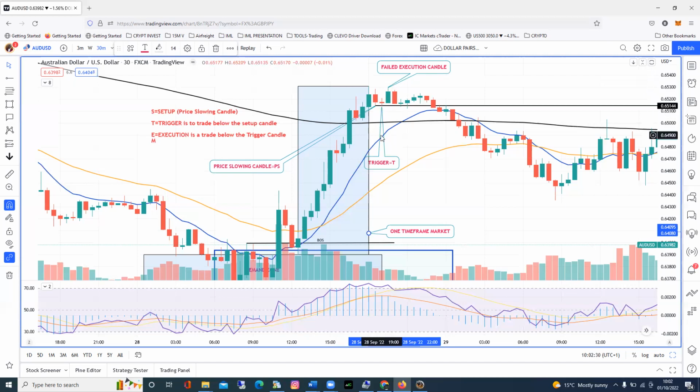All right, so I've explained quite a lot of concepts over there. And if you want me to repeat it, I can repeat it, because I want you to take something on. I want you to actually get something that can be useful to you. So we are coming from a one time frame market all the way up here, and then we reach a particular candle, which is the price slowing candle, which is this particular candle.